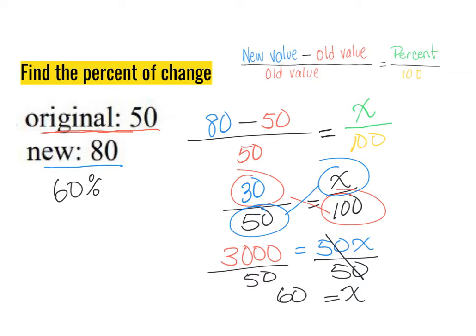And then I want to decide if it increased or decreased. Because my answer was positive, this is an increase. And that makes sense because we went from 50 and we increased to 80. So there was a 60% increase in the change of numbers.